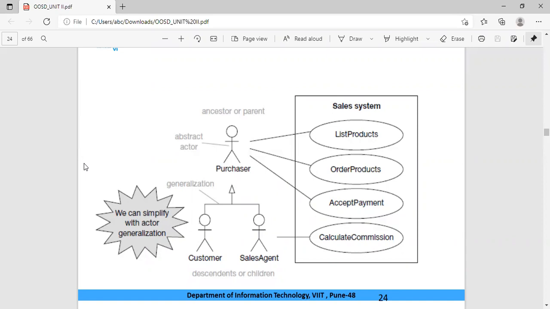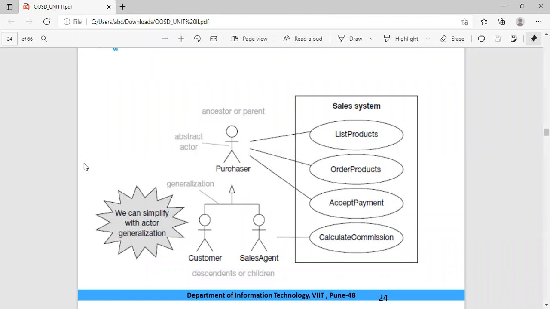So in this part, if I want to understand the first scenario, what exactly is the scenario? The scenario is that there is a purchaser, there is a customer, and there is a sales agent. Sales agents are those who want to get a commission, whatever product he or she is selling, and according to that, she will get the commission for that purchase, right? The customer is the person who is buying the product, and the purchaser is the one who can list the product, order the product, and accept the payment also.